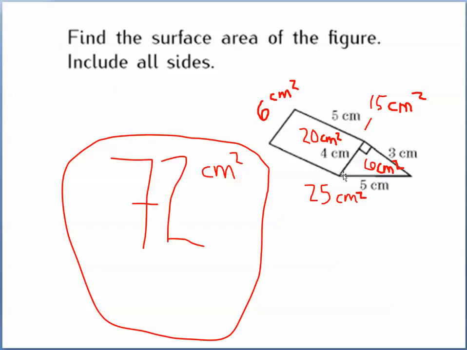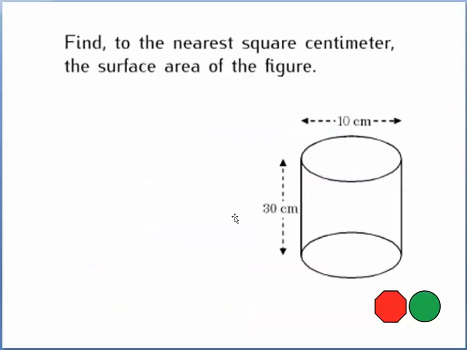And then this triangle right here, this leg is 3 centimeters, that leg is 4 centimeters. 4 times 3 divided by 2 is 6 centimeters squared, and there's an additional one on the other side. Add all those together, and you get 72 centimeters squared. Find to the nearest square centimeter the surface area of this figure. Click on the stop sign.